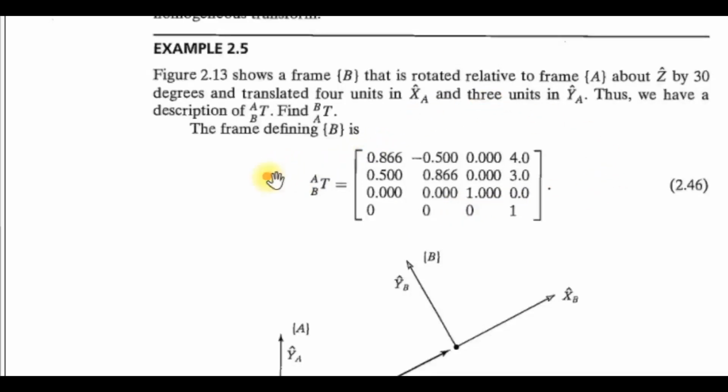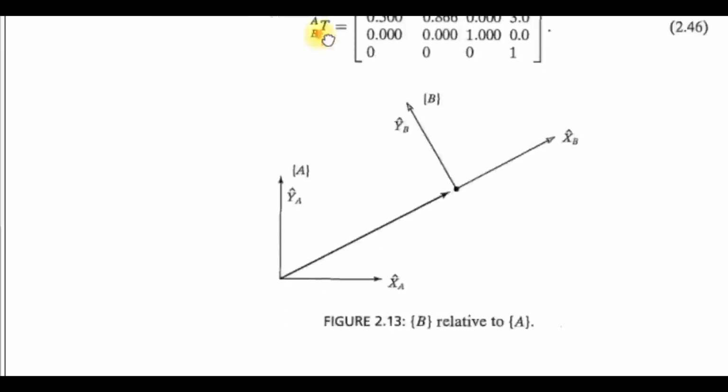So the transformation matrix you are able to derive. So this is B relative to A.